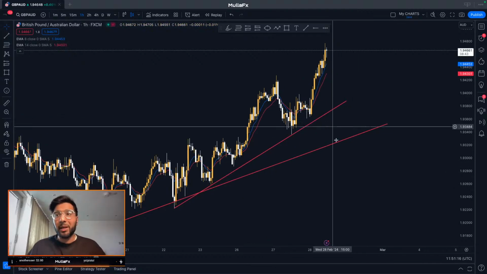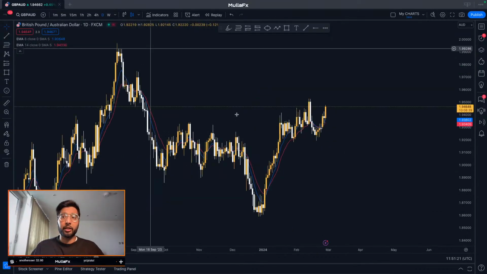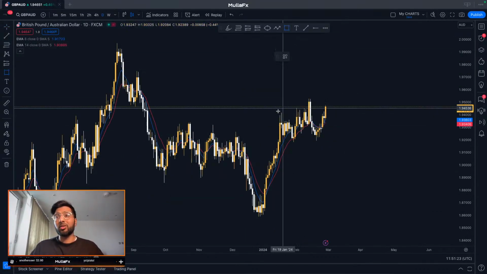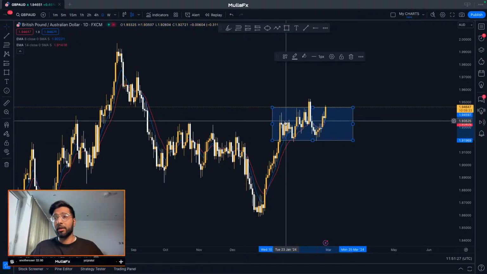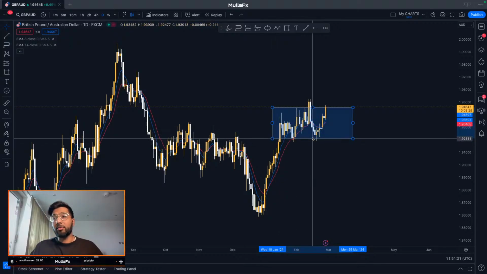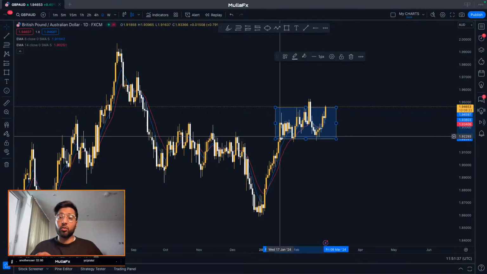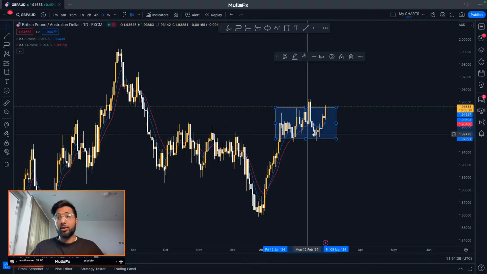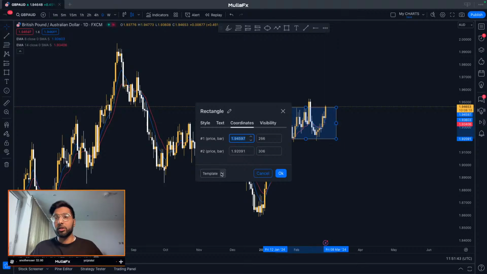For me, GBPAUD, if I just remove this for a second and scale out, I want to show you guys the overall picture. GBPAUD has been consolidating since January, okay? I haven't really been too interested in it, okay? The reason why is because if you have a look, it's just been ranging since Wednesday the 17th of January till now. We're still in this consolidation box, which I'm just going to highlight for you guys.